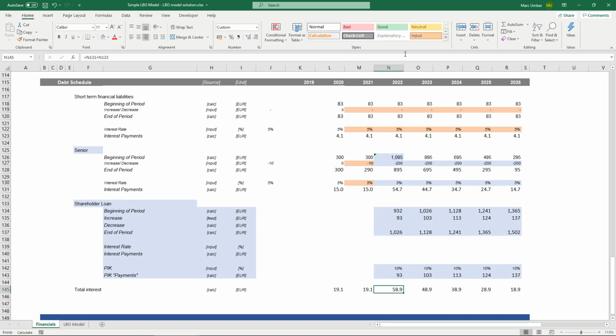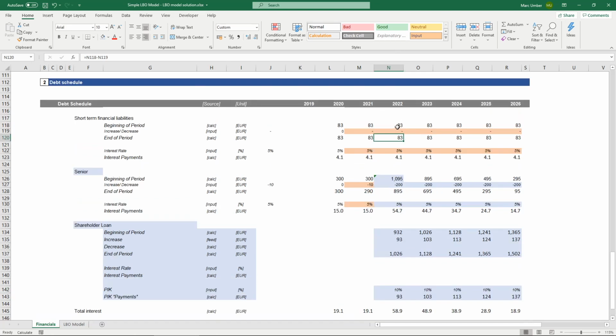We refinance all the debt, so we need to go up to the short-term liabilities. The company had 83 million in short-term liabilities. We will have an end of period of 0. By design, we refinance all existing debt. We will also refinance this at the beginning of the year. So we will have no additional interest payments in the year 2022 on that debt.